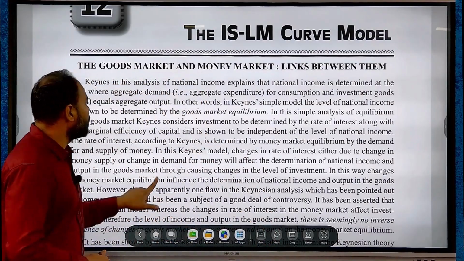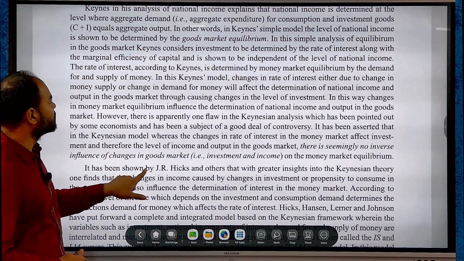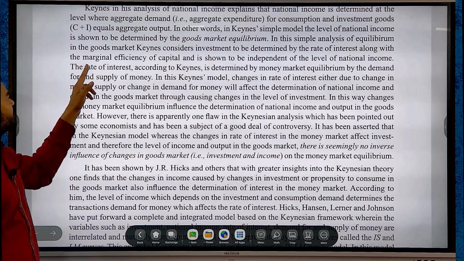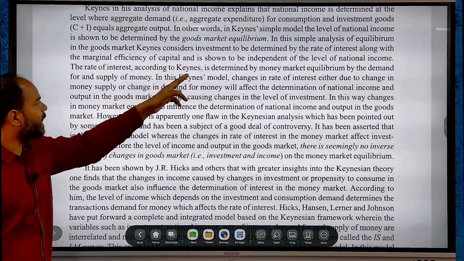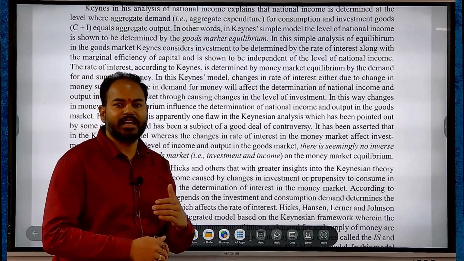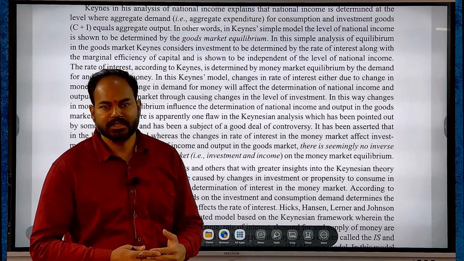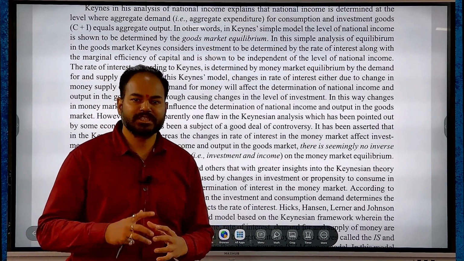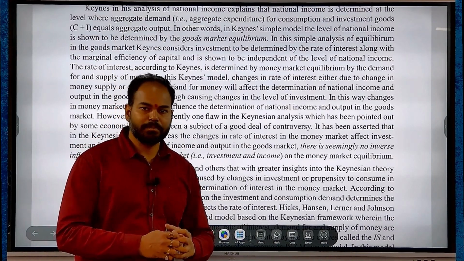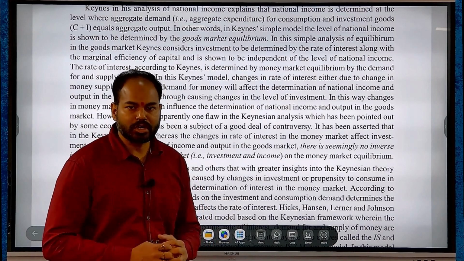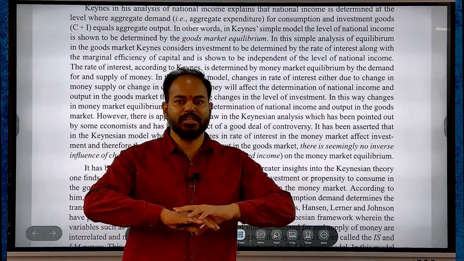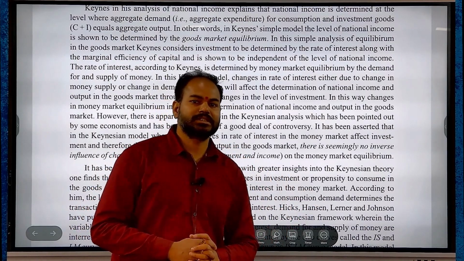Now, J.M. Keynes considered investment to be determined by the rate of interest along with the marginal efficiency of capital, and it is shown to be independent of the level of national income. As in the Keynesian analysis of macroeconomics, investment is autonomous in nature. So how autonomous investment by private players or autonomous government expenditure influences the overall economy is what is discussed in this particular topic.